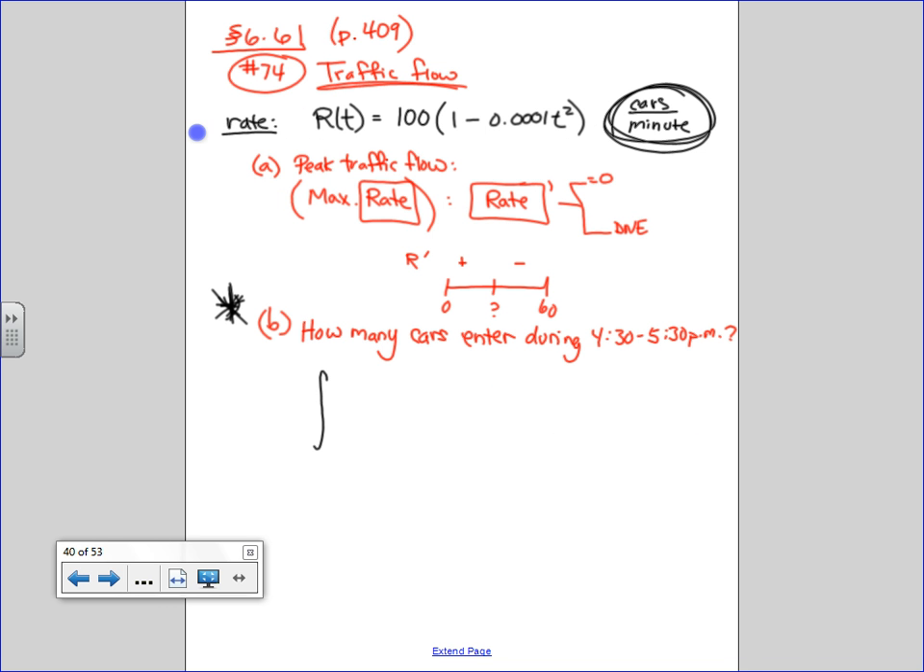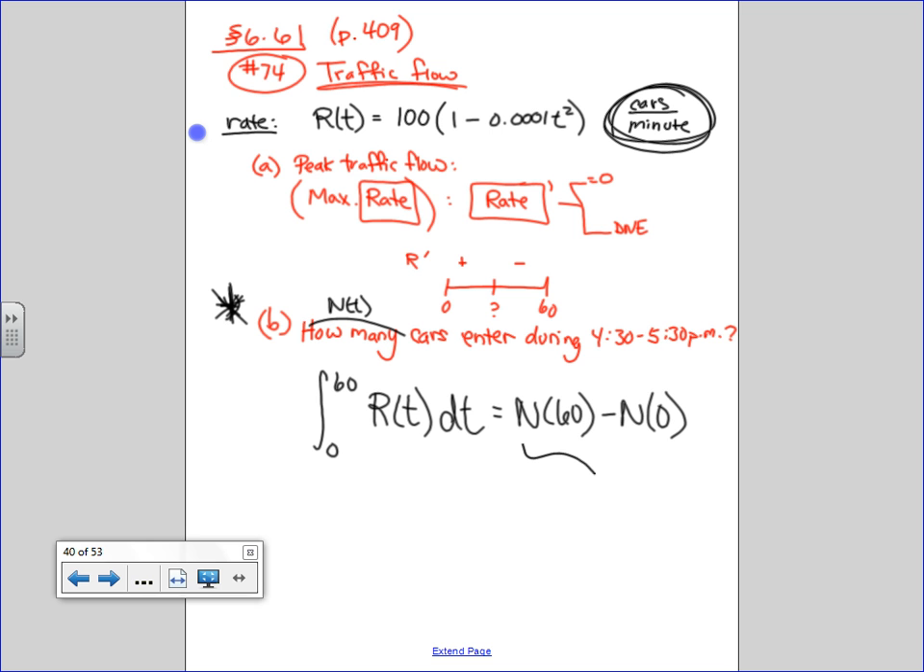Integral. I can go from cars per minute over a certain region from 0 to 60 of my R of t. And what am I going to get? I'm going to get how many cars? We'll call it n of t. And I could do n of 60, how many cars at 60 minus how many cars at 0. This tells me the change in cars, or how many cars enter.